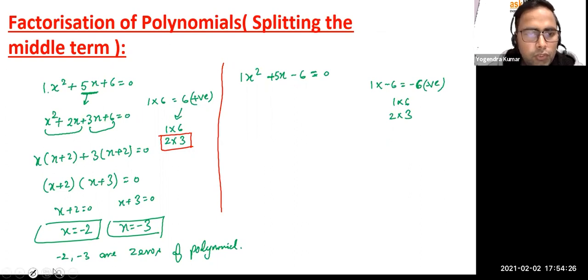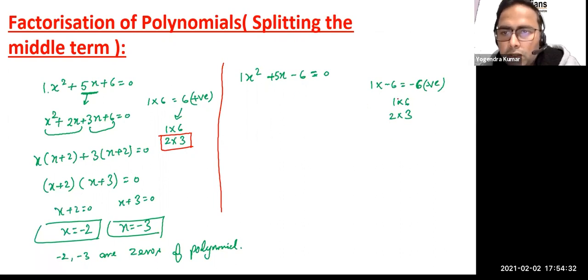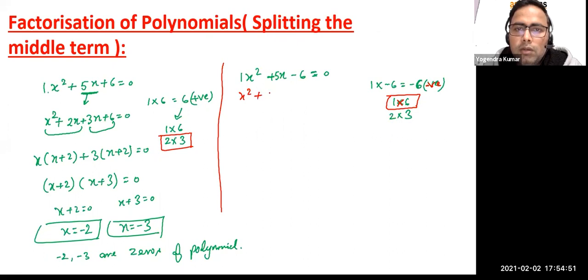So now what should I do here? Which two factors should we choose here? These two. Why? Because first of all, it is negative. Negative means we need to look for the difference of two numbers, which can give me 5. So 2 and 3 are not giving me a difference of 5. 6 and 1 are giving me a difference of 5. So x square plus 6x minus x minus 6 equals to 0.